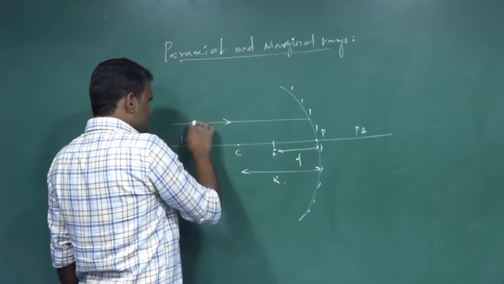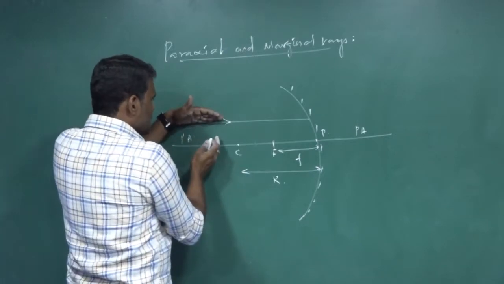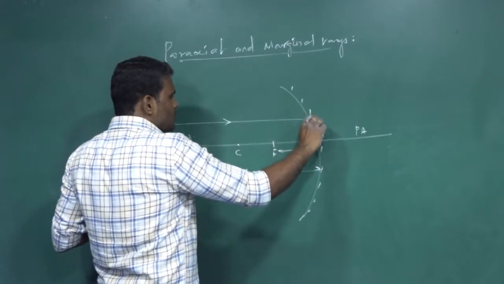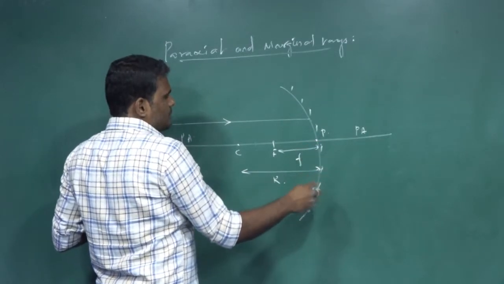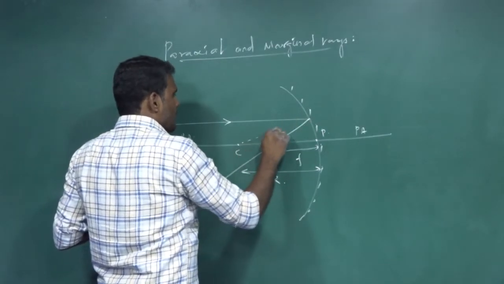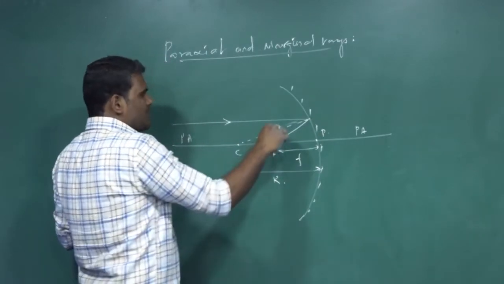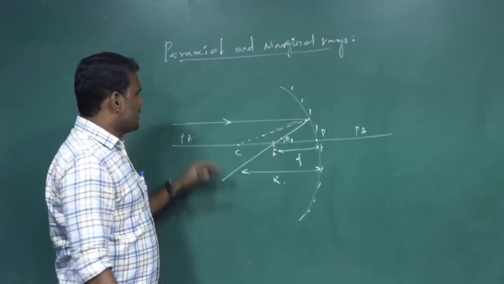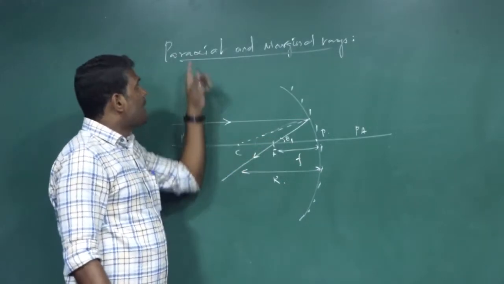One ray, you can see, is a ray passing parallel to the principal axis and close to the principal axis. See this one? This ray is close to the principal axis. And also, it is close to the pole of the mirror. And it makes a small angle with the principal axis. This is the bisector. And this makes a small angle. I can mark this as theta 1. It makes a small angle with the principal axis. This kind of rays are called paraxial rays.